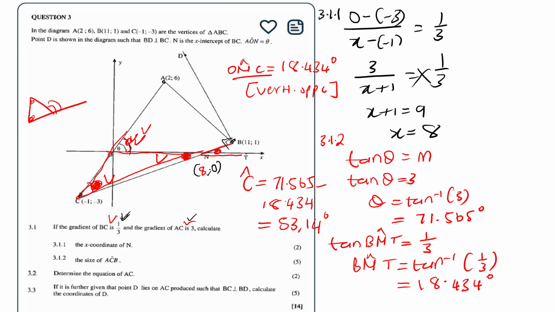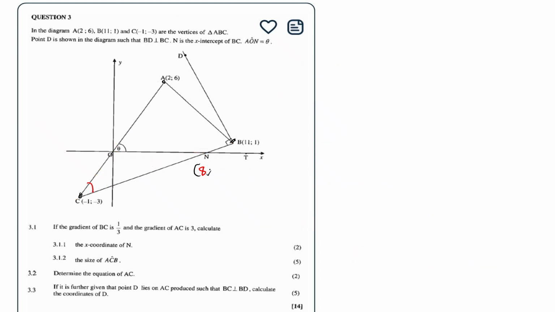3.2. Determine the equation of AC. It is a straight line, therefore y is equal to mx plus c. The gradient of AC is 3.